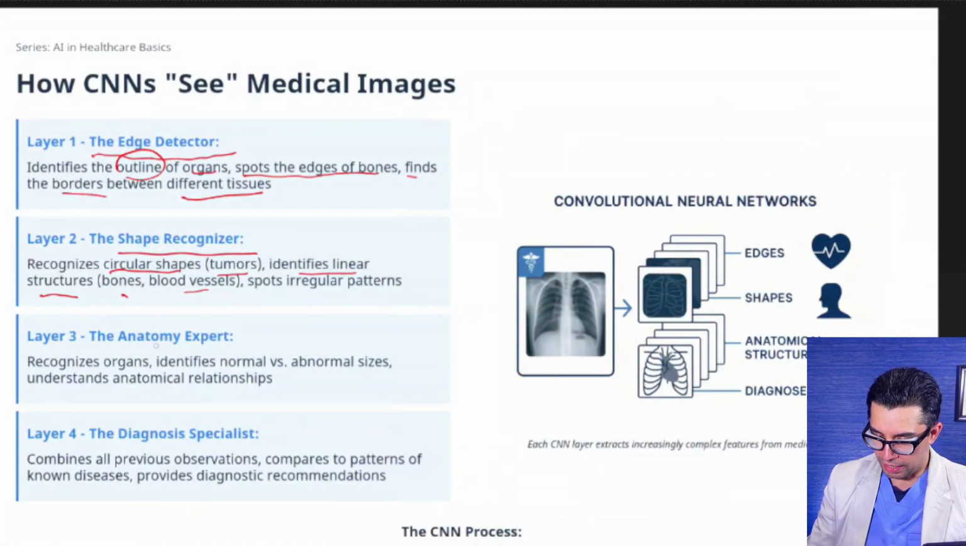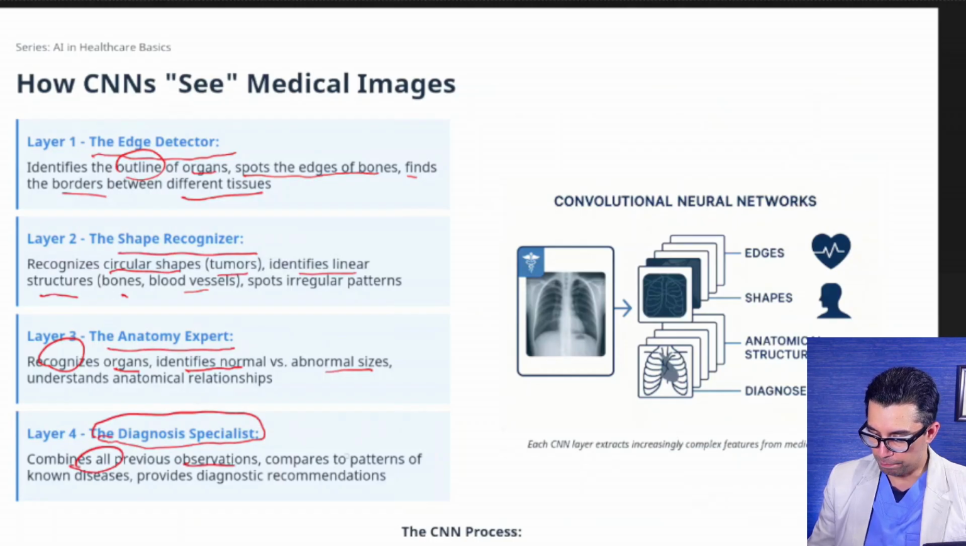Then another layer will be the anatomy expert, recognizes bigger organs, identifies normal versus abnormal sizes, and then you have the diagnostic specialist at the very end, combines all the previous observations and compares to patterns of known diseases and provides diagnostic recommendations.